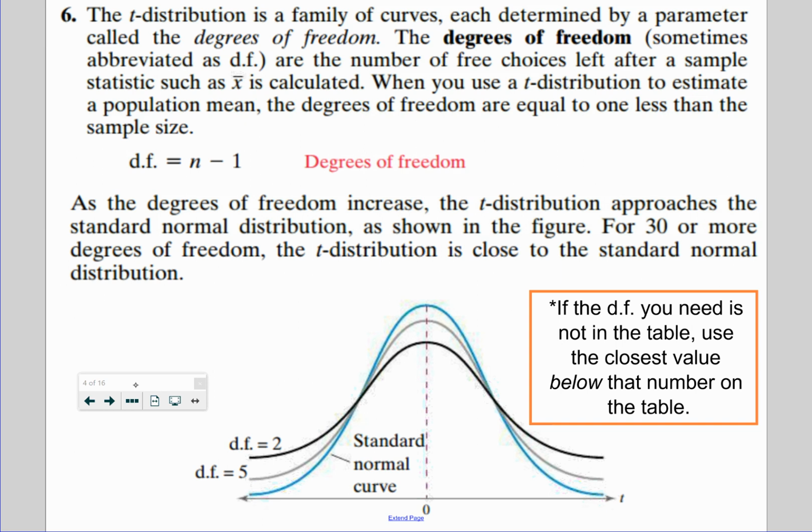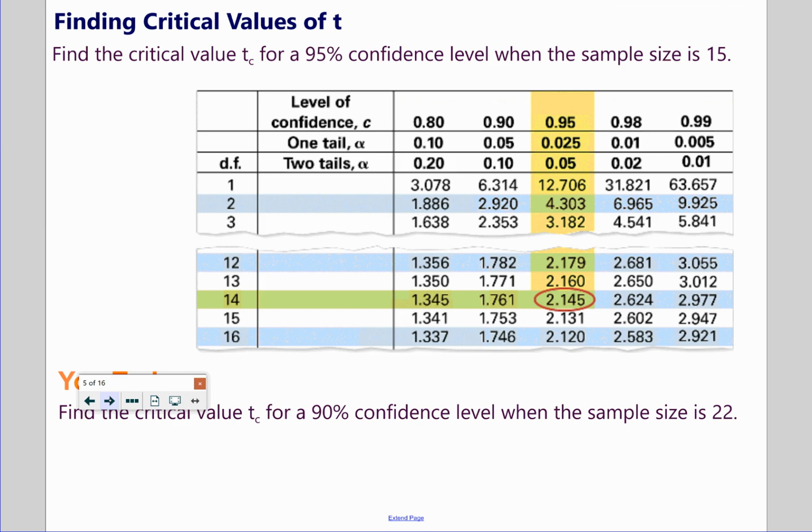If you went into a higher level statistics class, you'd get a little bit more involved with what degrees of freedom means and where it can be used. But for right now, you just need to know that means n minus 1. So let's say we wanted to find a critical value of T using that table.